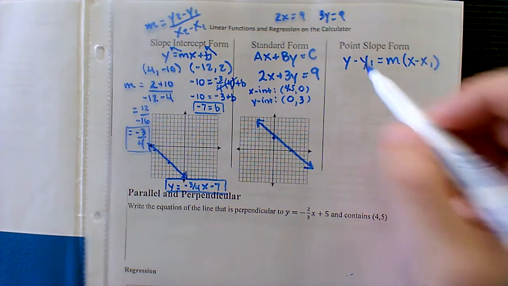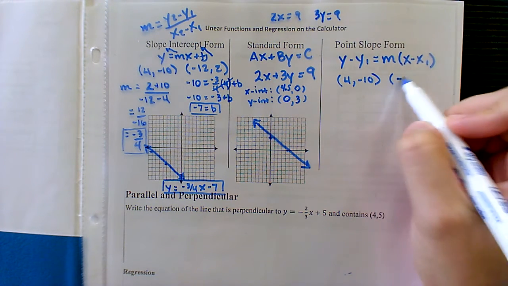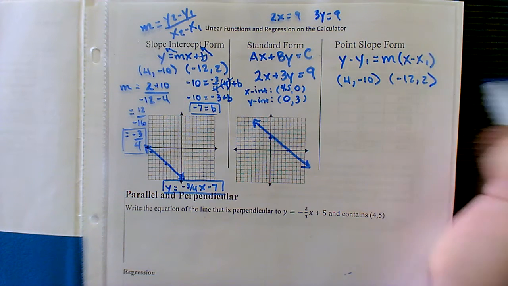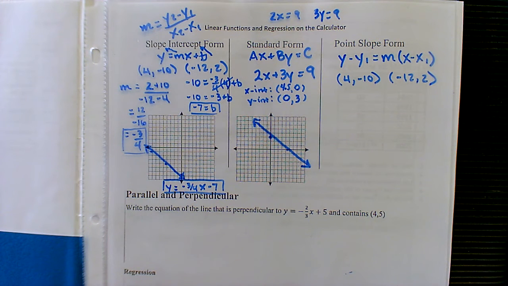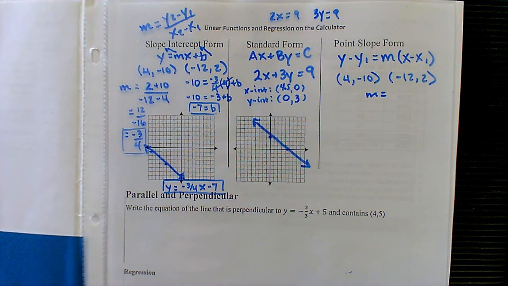Okay, so let's go ahead and for this example, we're going to use the same 2 points as we did for the slope-intercept form. We're going to try to write the point-slope form equations. Now, if we're using the same 2 points, do we know what our slope should already be? Did we already find that?